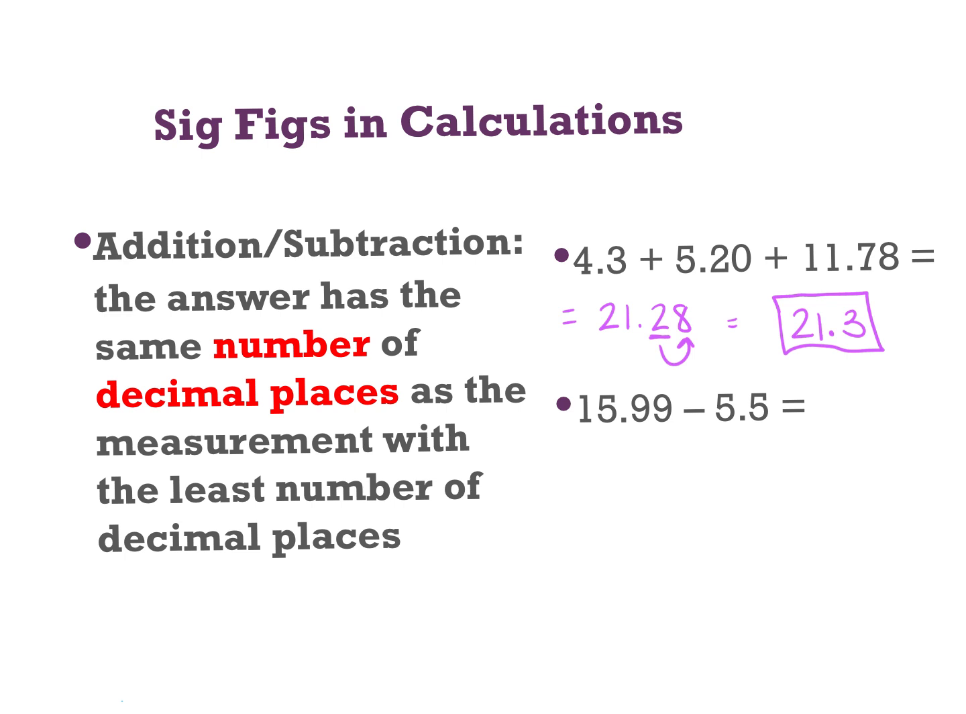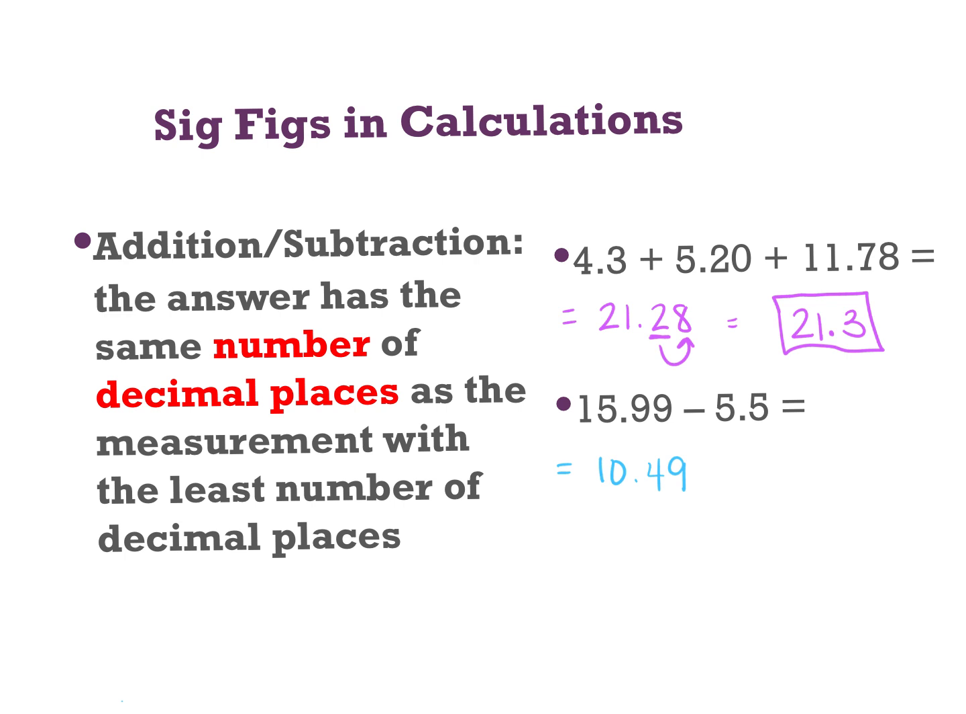Okay, let's move on to the second one. Let's do 15.99 minus 5.5. And go ahead and just type that in your calculator. And then once you have your answer, go ahead and just say it out loud. Good. Okay, are we getting 10.49? Yes. Okay, so now the last step is we're going to round it to the correct number of sig figs.